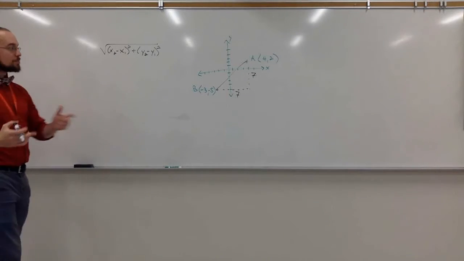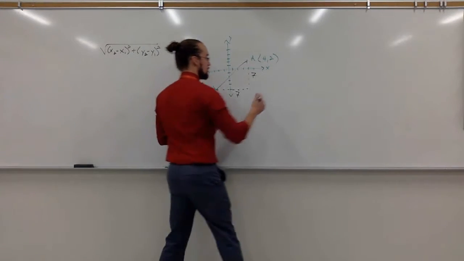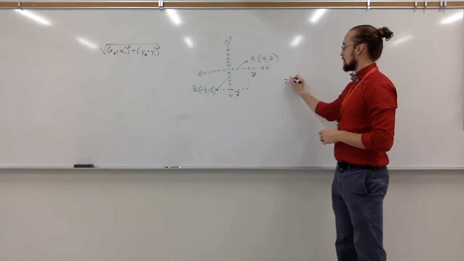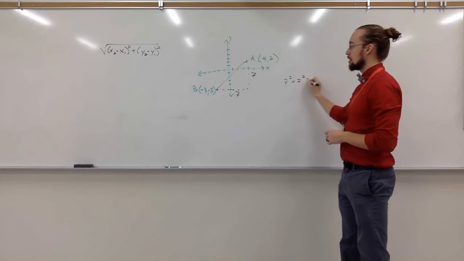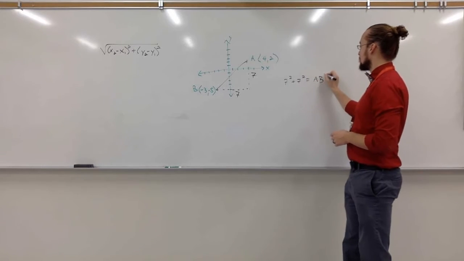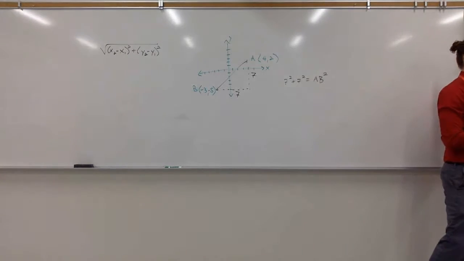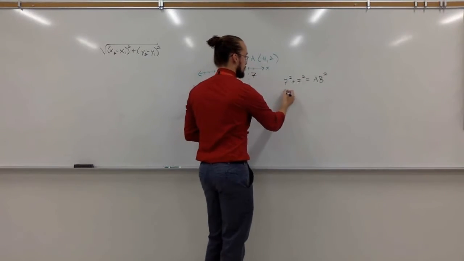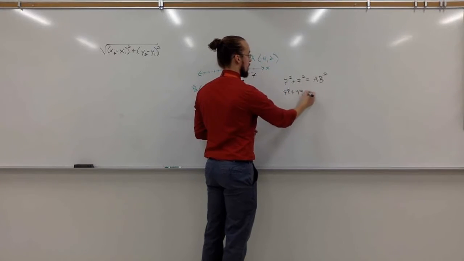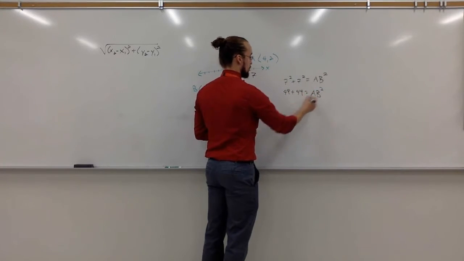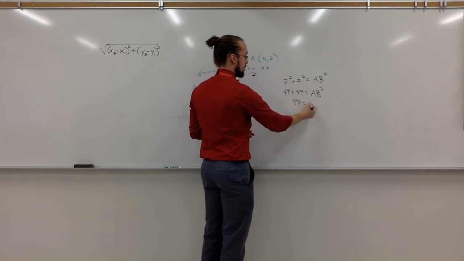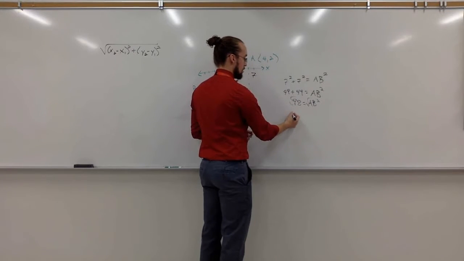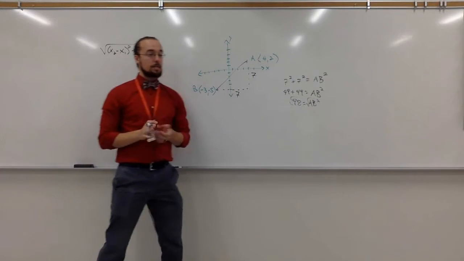Okay? So what I'm doing, finding this distance, I'm using the Pythagorean theorem. So I'm going to say 7 squared plus 7 squared equals AB squared. 7 squared is 49, plus 49 equals AB squared. This is 98. Then take the square root of both sides. So, does the square root of 98 simplify?